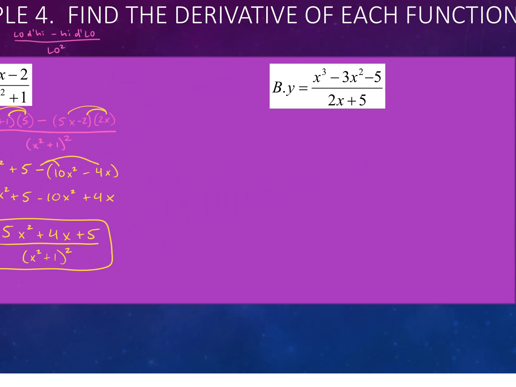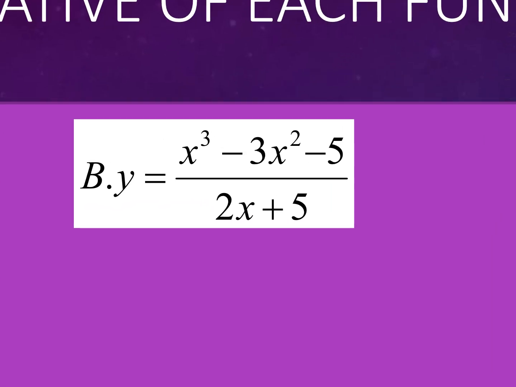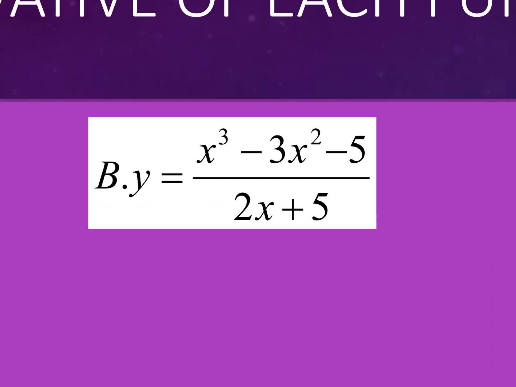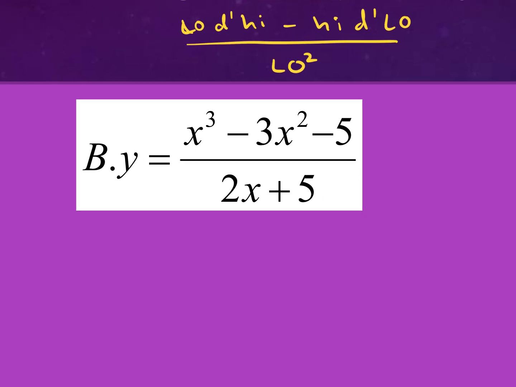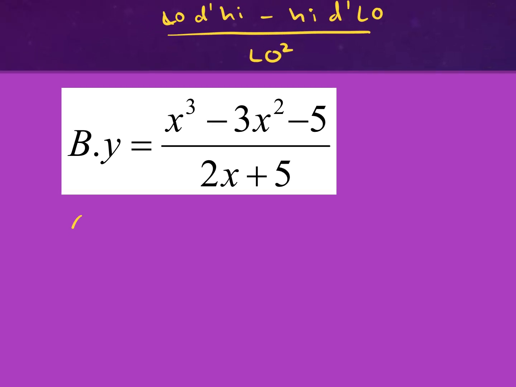All right, let's look at B. So same thing here. Low d high minus high d low over low squared. So low, our denominator, is 2x plus 5 times the derivative of our numerator. So d high is the derivative of what's up high.